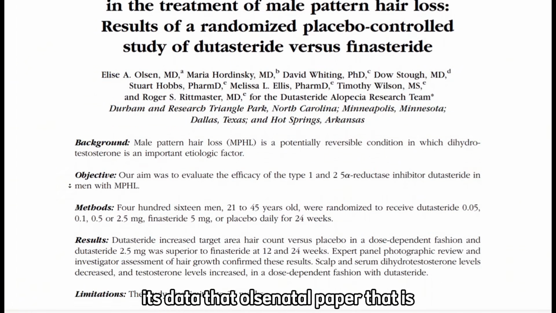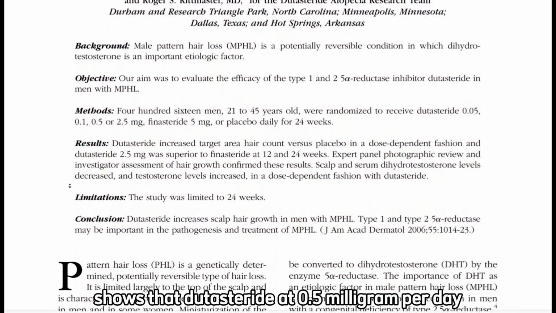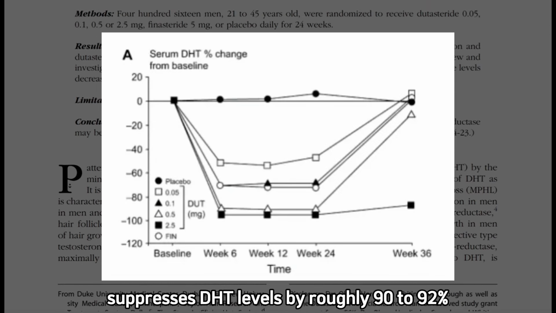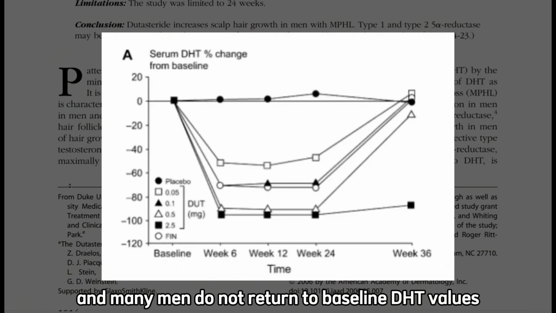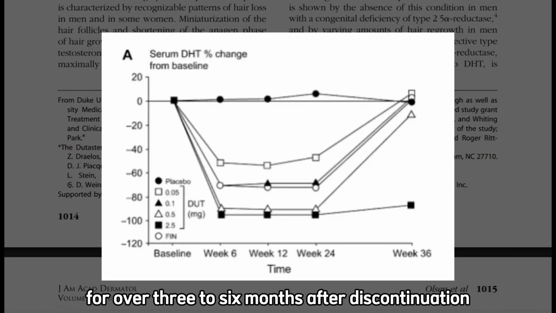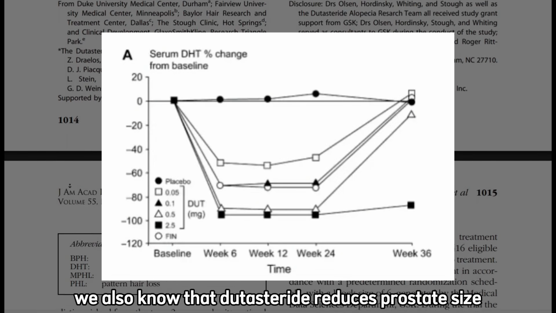Its data, that Olsen et al. paper that is, shows that dutasteride at 0.5 mg per day suppresses DHT levels by roughly 90 to 92% at a steady state concentration, and many men do not return to baseline DHT values for over 3 to 6 months after discontinuation. We also know that dutasteride reduces prostate size.